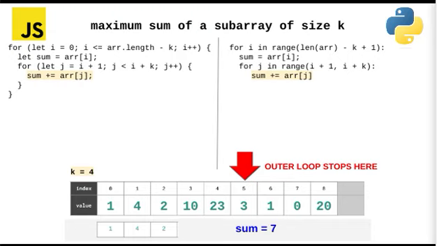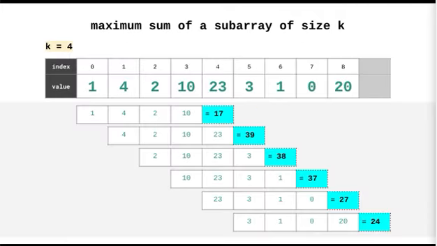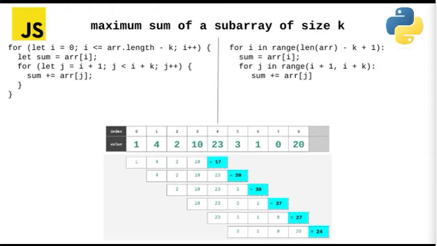Then we move on to the next, which is 2. 5 plus 2 is 7, and then we reach 10. 10 plus 7 is 17. And now we stop because we can only run until j is less than i plus k. In this case, i plus k is 4. So now I have my subarray sums. Now I need to know the maximum of these sums. Now I need to return 39.